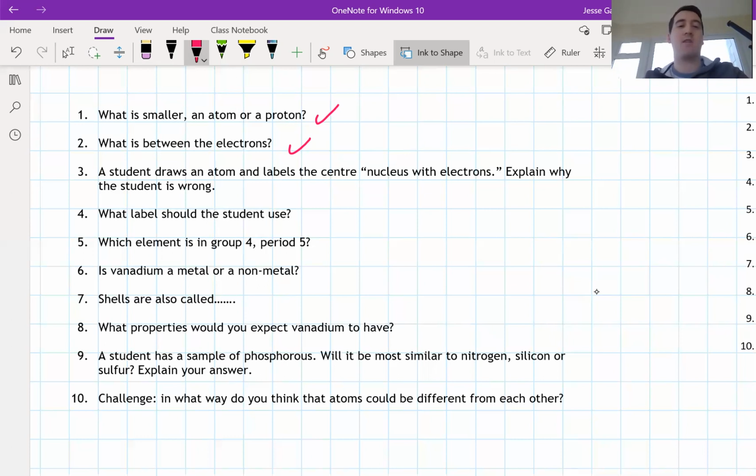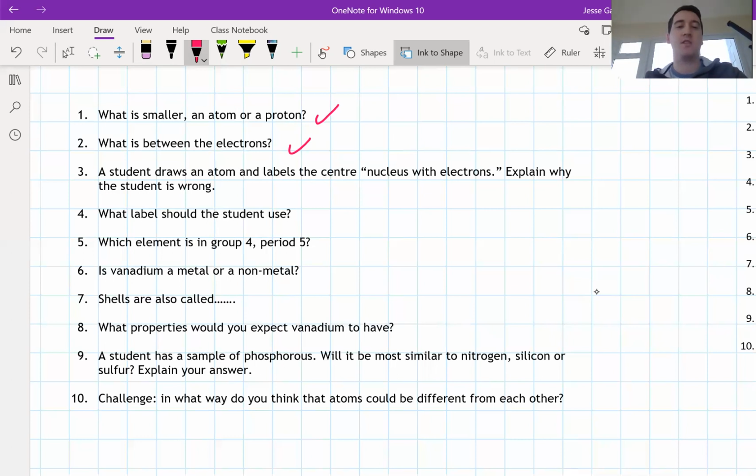Is vanadium a metal or a non-metal? Vanadium is a metal. Shells are also called what? Shells are also called energy levels. Well done if you got that. What properties would you expect vanadium to have? Well, that's any of the metal properties because it's a metal. So it's a good conductor of heat or electricity, high melting and boiling point, ductile, malleable, all of those metal properties.